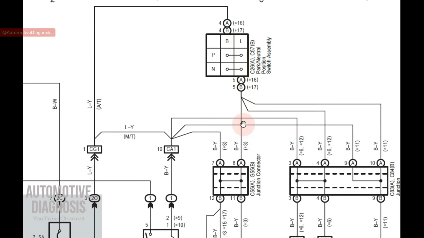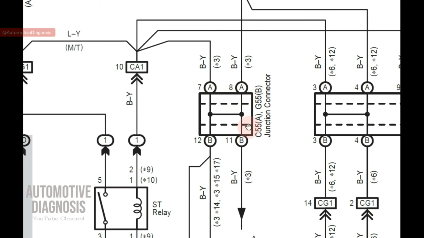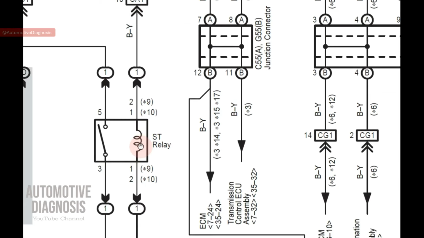So the output from here, when the car is on park or neutral, is going to travel to this joint connector. On the joint connector, again, we have A and B. Again, like the previous one, A refers to C55 and B refers to G55. So we have the connector code and the color code just next to them. So this power that has reached the joint connector is going to travel from here all the way to the output. It reaches here from this black-yellow wire, and is going to reach the starter relay. So this is how we follow the wiring and how we found the information.